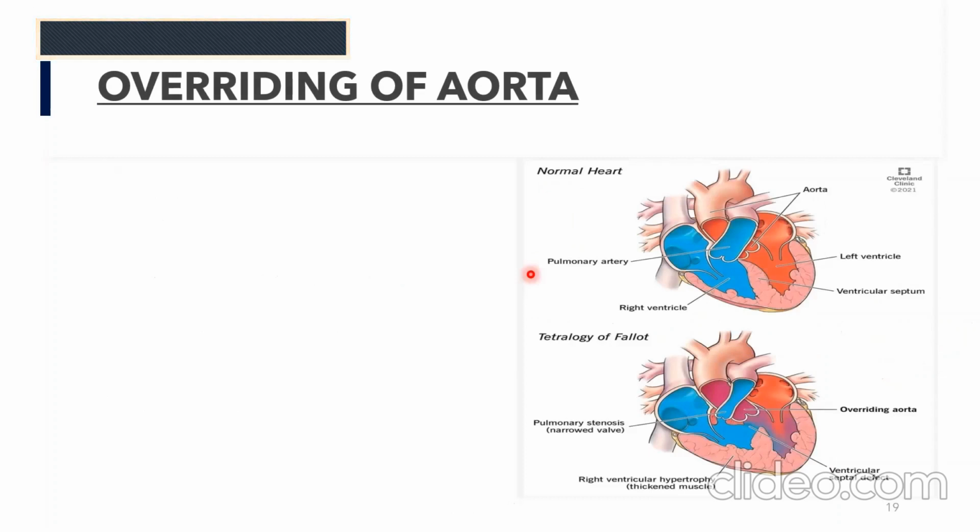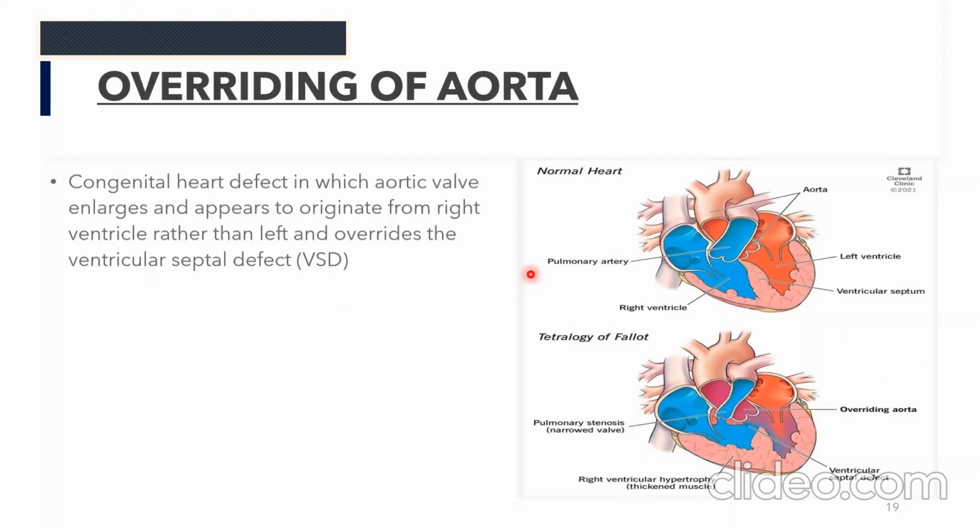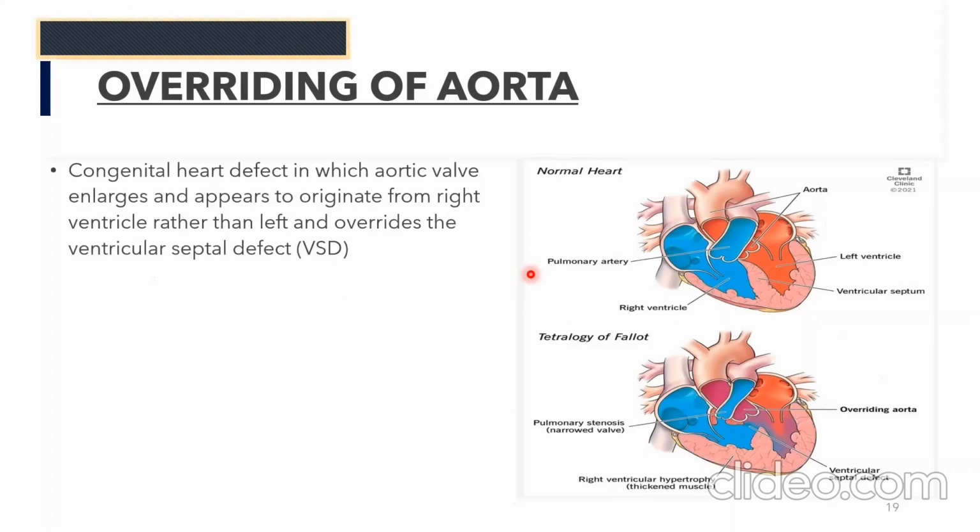Thank you, Janvi. Overriding of aorta is a congenital defect in which the aortic valve enlarges and appears to originate from the right ventricle rather than the left, and overrides the ventricular septal defect. The degree of overriding is quite variable, with 5 to 95% of the valve being connected to the right ventricle.